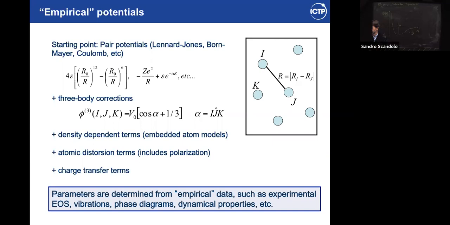I mean, there's plenty of literature about how people have constructed empirical potentials for that. And of course, you have several parameters that you need to fix in deriving your empirical potential. And historically, this was done especially in the 70s and 80s by fixing those parameters to experimental values, such as, for example, melting temperatures, equilibrium lattice spacings, dynamical properties, and so on and so forth.